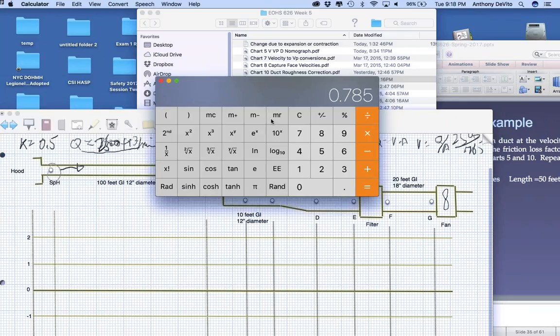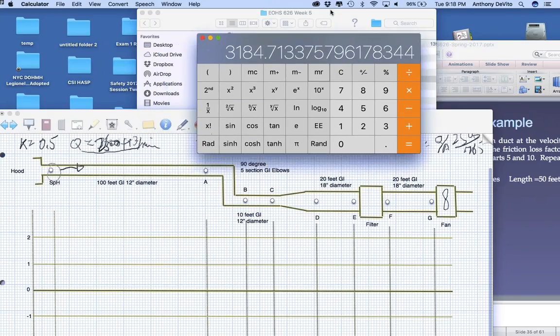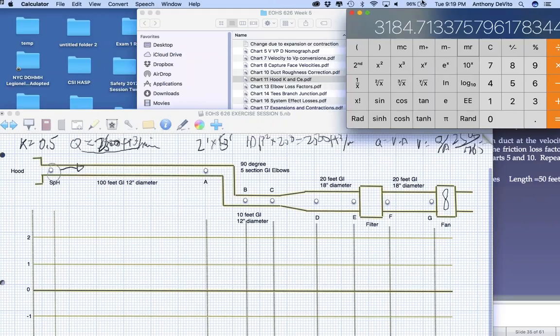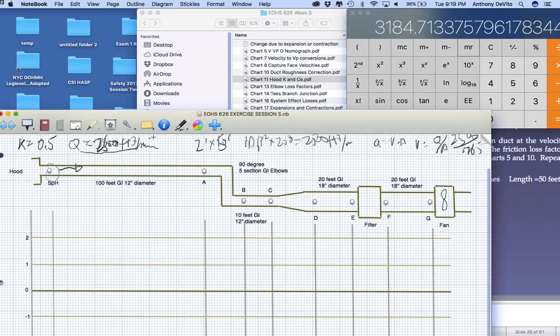2,500 is in cubic feet per minute, so it's going to come out to feet per minute. I'm going to put that into my memory, clear that, and 2,500 divided by that. So the velocity is 3,184. I'm going to call it 3,185. So V is equal to 3,185. What are the units? Feet per minute, right?